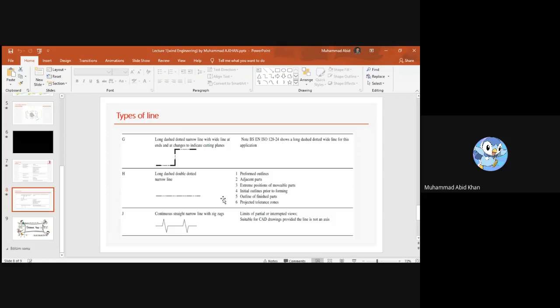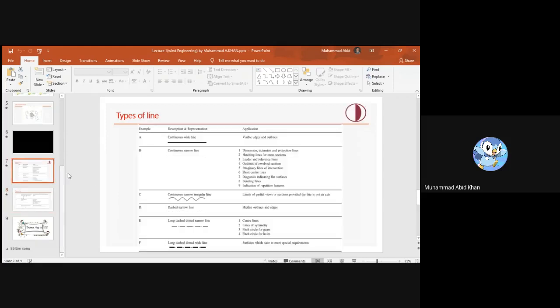Okay, next is J. Example J is a continuous narrow line with zigzag. You can see this is a continuous straight narrow line with zigzag. Where are we using this one? It marks the limit of partial or interrupted views, suitable for CAD drawing, provided the line is not an axis. Those are the types of lines I explained.